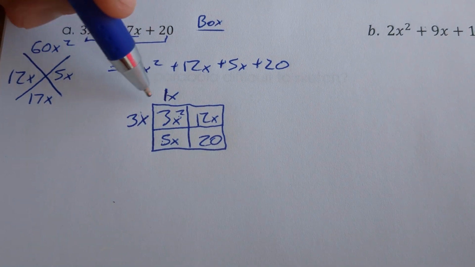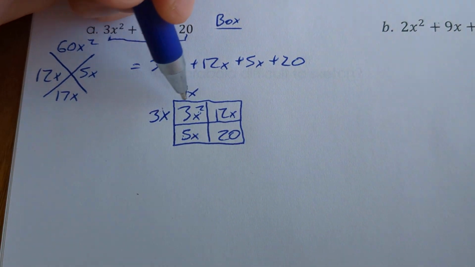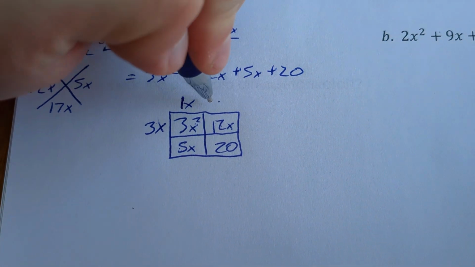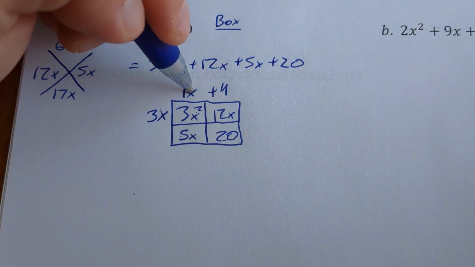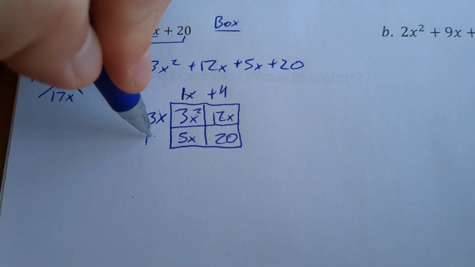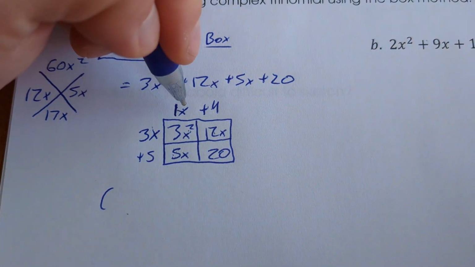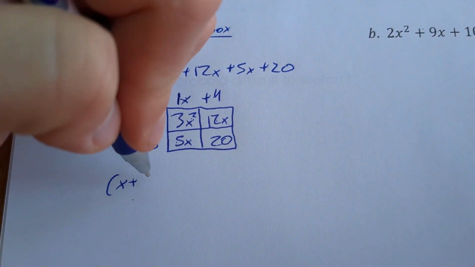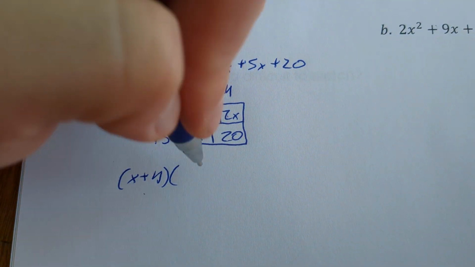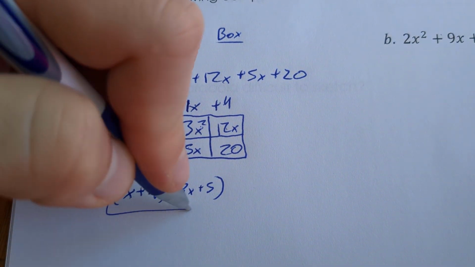Our first step of factoring would be like this, and then we just have to fill in the blank. So 3x times what gives us 12x? That would just be 4. And then 1x times what gives us 5x? That would just be 5. Then you have your two factors. So this is x plus 4, and we don't have to write the 1, times 3x plus 5. That would be your final answer.